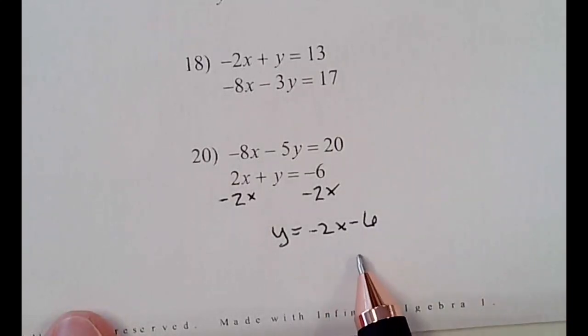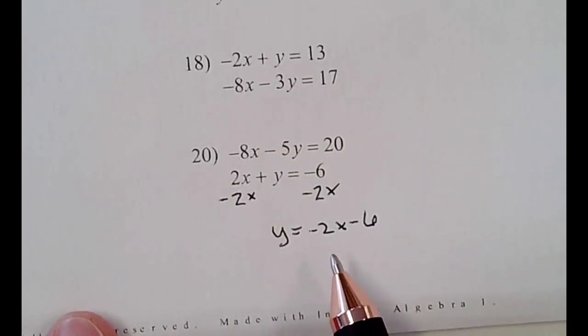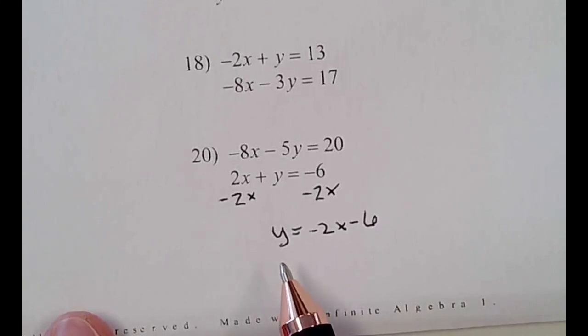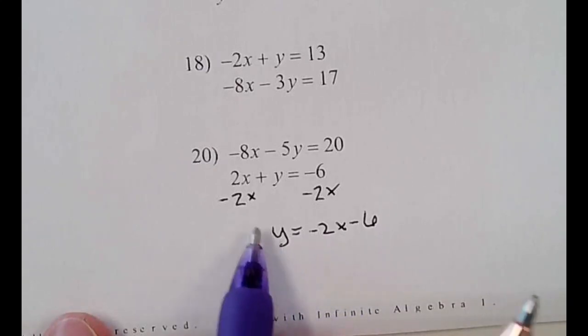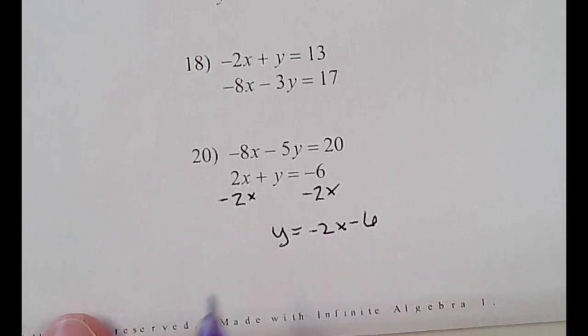So this is the one step that we did not do in the number 1, okay? We needed to solve for y. We needed to get this. In number 1, y was already given to us like that. But in this one, it was not.